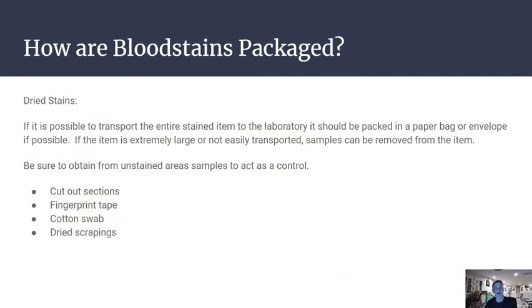All right, so let's talk about how we collect this stuff. There's two types of stains you're going to be coming into contact with. You could have dry blood stains or wet stains. If it's a dry stain, then if possible, try to transport the entire item to the laboratory. Now that's not always possible, but if it's a blood stain that's on a shirt and it's dry, you're going to take the entire shirt and send it off to the lab for analysis.